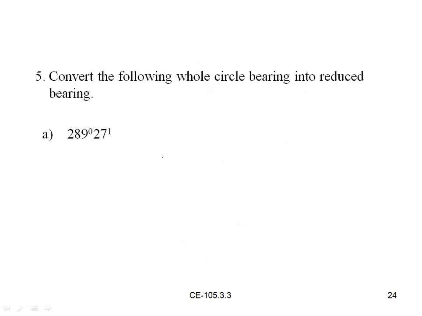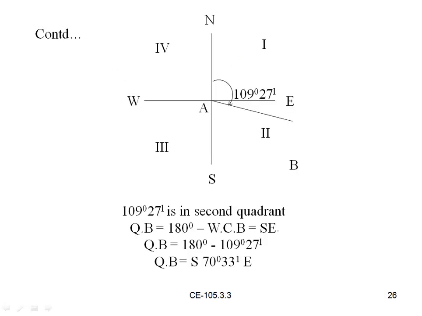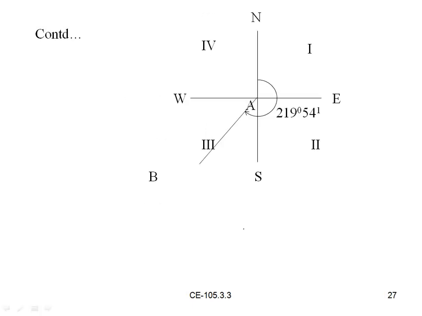Now convert the following whole circle bearings into reduced bearings. The next one is 289 degrees 27 minutes. It is in the fourth quadrant. So it is equal to 360 degrees minus whole circle bearing, that is 360 degrees minus 289 degrees 27 minutes, and the quadrantal bearing is North 70 degrees 33 minutes West. Similarly, 109 degrees 27 minutes West.